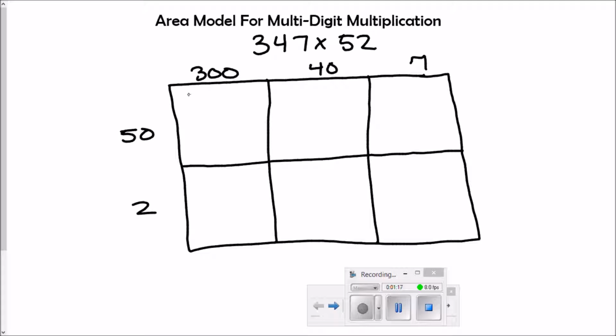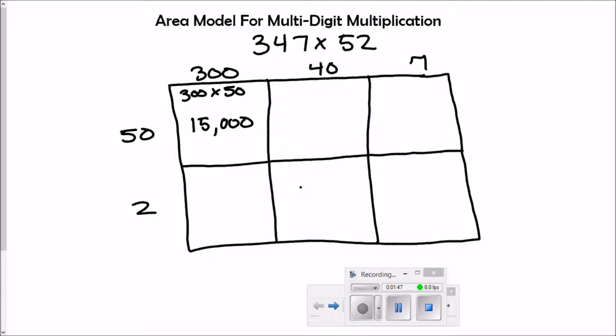So, in this first box, what I'm going to do is multiply 300 by 50. Now, one of the ideas behind the area model is that it allows students to break the numbers apart, and therefore they're dealing with really just basic facts. So I'm going to look at this one as 3 times 5, which is 15, and I am going to attach or annex 3 zeros to make that 15,000.